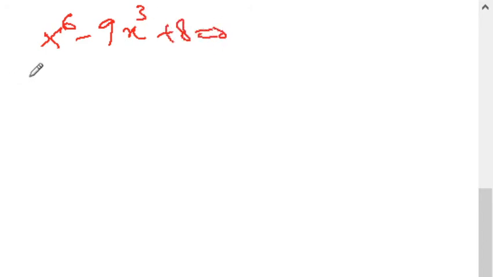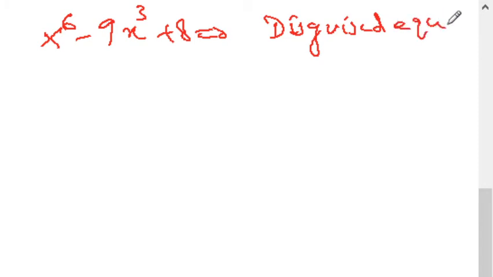One more question I'm doing here. Next question is x power 6 minus 9x power 3 plus 8 equal to 0. Now see, this is also a disguised equation. I will be telling this again and again: the equation should be in order. This is already in order. Maximum power is here, then 3 is there, and so on.